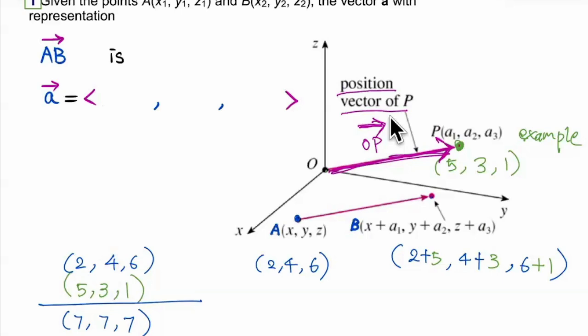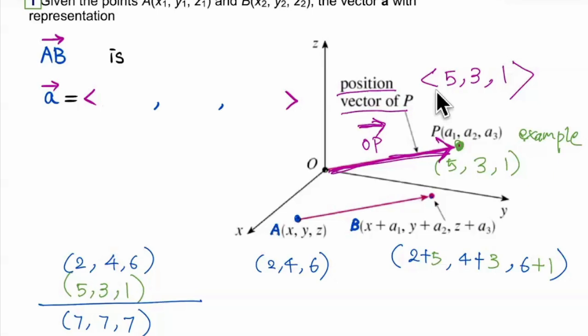So this position vector is actually 5, 3, 1. That's the position vector, and that's just the point. The one with the parenthesis is the point. The one with the angle bracket is the arrow, it's a vector. So if we flip it around, the vector is going to be the same and the position is going to be the same.